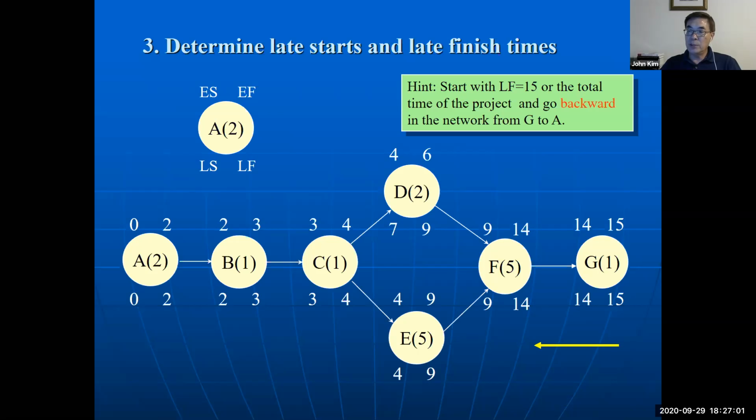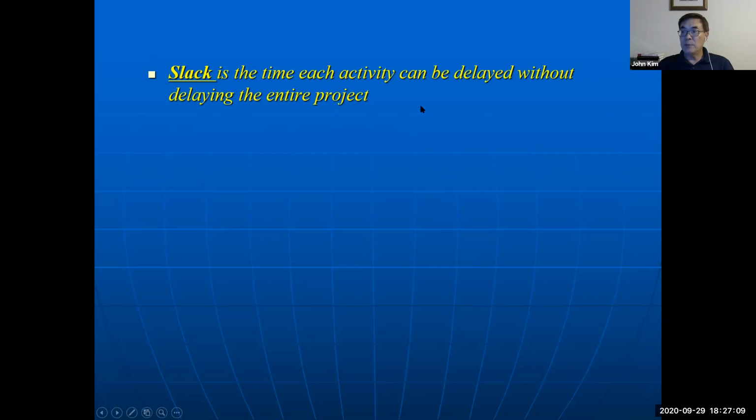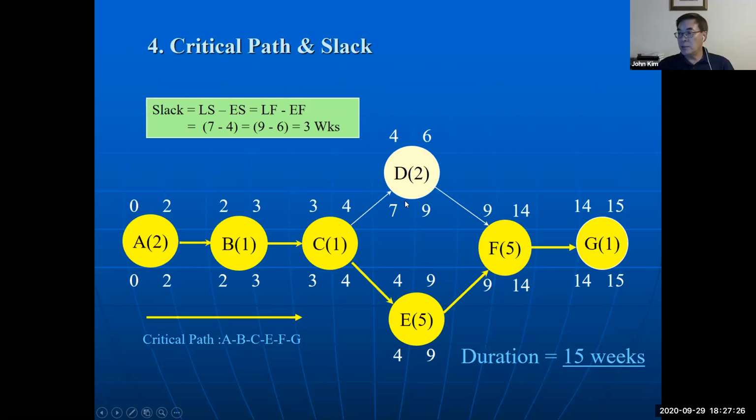Why do we need early start, early finish, and late start, late finish? To get slack. Slack is the time each activity can be delayed without delaying the entire project. Slack is late start minus early start, or late finish minus early finish. So activity D: 7 minus 4, 9 minus 6, 3 weeks of slack.